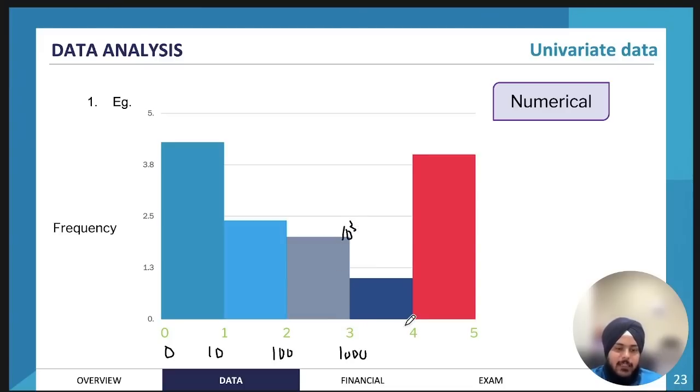4 represents 10 to the power of 4. 5 represents 10 to the power of 5, and so on and so forth. So this will be 10,000. That's the actual value. We've just used 1, 2, 3, 4, 5 to simplify this, and 100,000, so that we can have them all on the same scale.